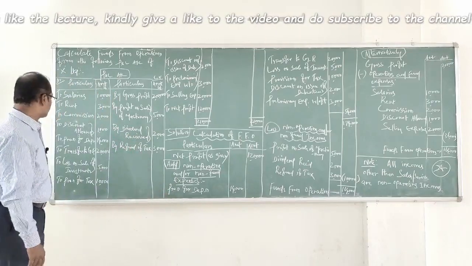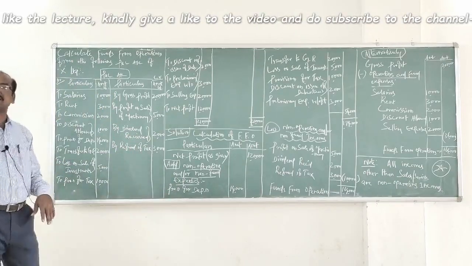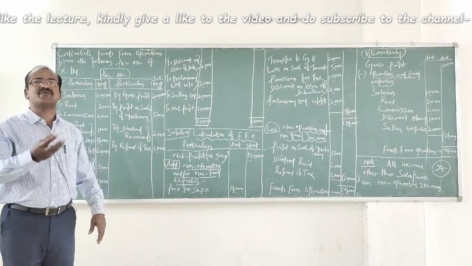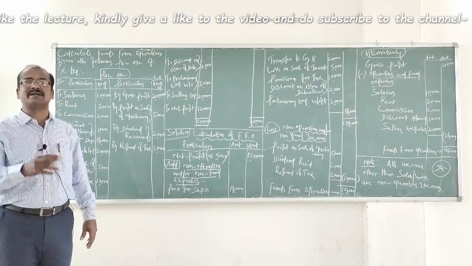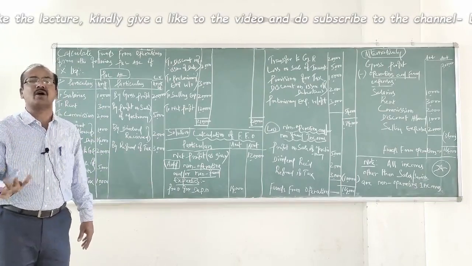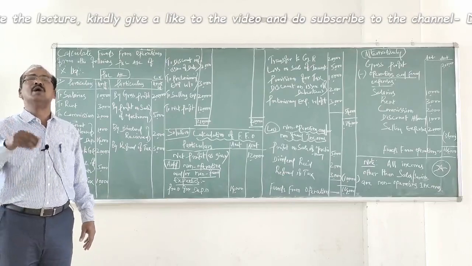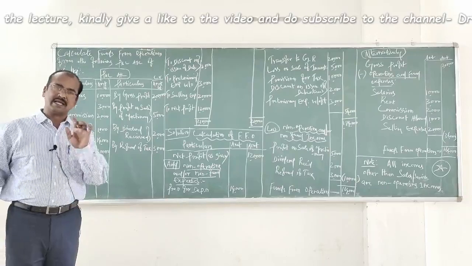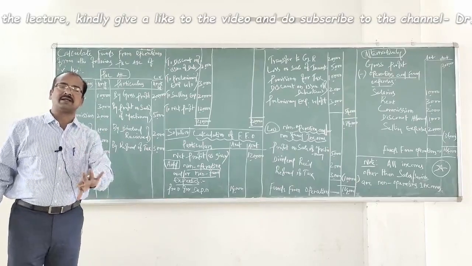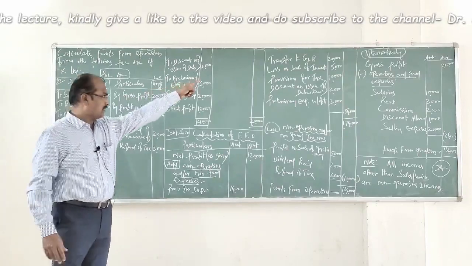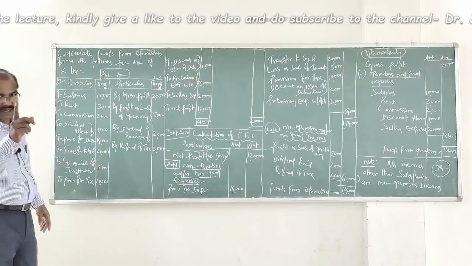Fine. The next one is the transfer to general reserve. It is both a non-operating and non-fund expenditure. Transferring a portion of a profit towards a reserve called a general reserve is not related to the main operation of the business, and there is no money involved. Funds don't flow out of the business. Therefore, it is both non-operating and non-fund expenditure. It has to be added back, and that is what is added there. Transfer to general reserve is the second item to be added.